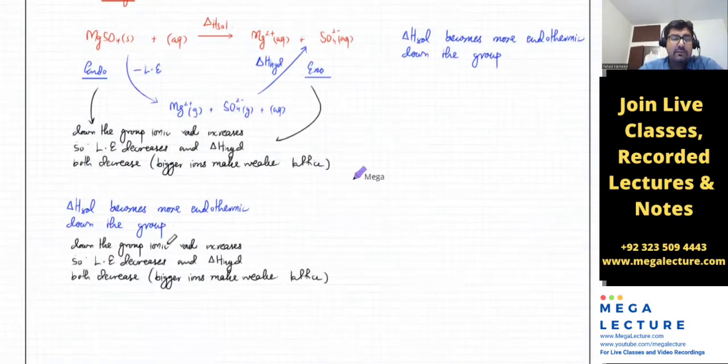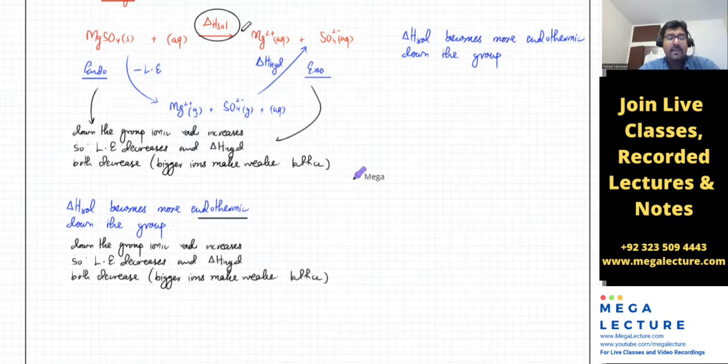Remember, this is the statement: enthalpy of solution becomes more endothermic down the group. Why? Because down the group ionic radius increases. So lattice energy and enthalpy of hydration, they both decrease. Bigger ions are going to make weaker lattices. Both are decreasing, the endo part and the exo part. But in relative sense, which one is becoming bigger, endo or exo? Enthalpy of solution is becoming more endothermic, it's becoming harder to dissolve. So both of these values are decreasing, but the endo part is still relatively bigger compared to the exo part.